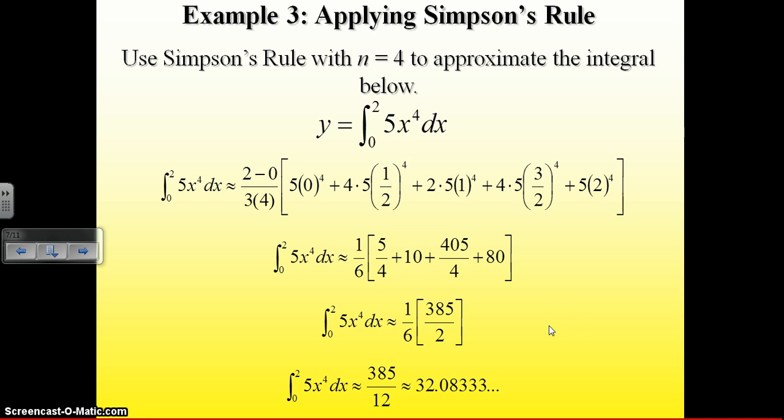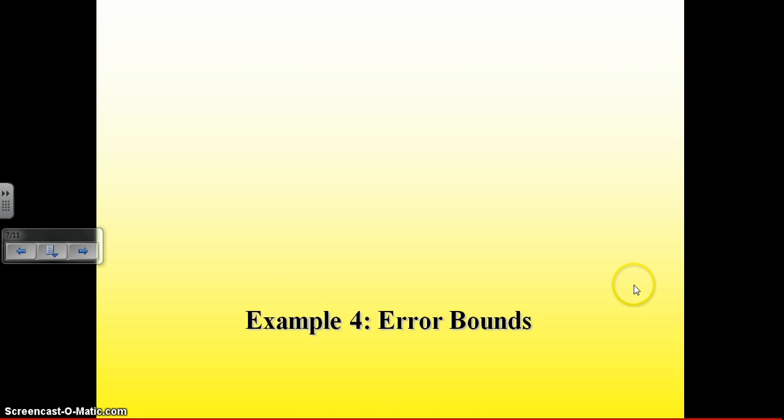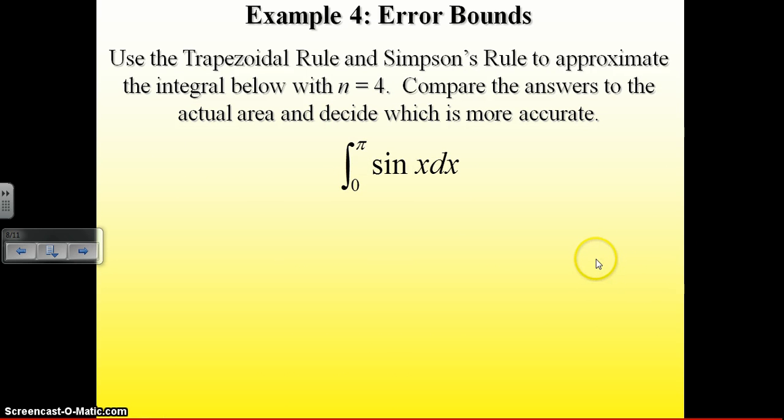I don't have any nice little rules about Simpson's as far as over or under estimations. It's not quite as simple as it is with the trapezoidal rule. Best way on those, if it asks you, is to just calculate the exact answer, and then from the exact, look back at the estimation, and then decide that way.